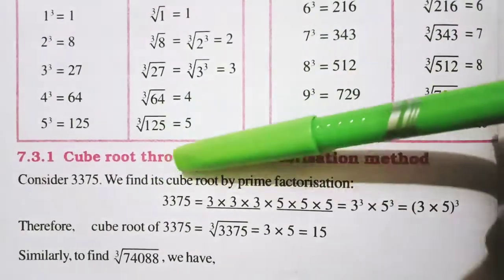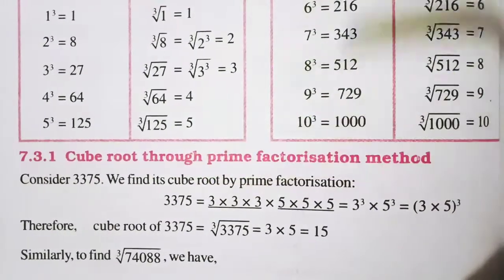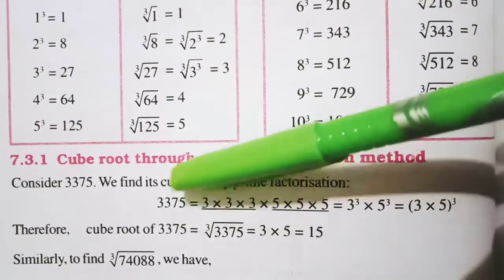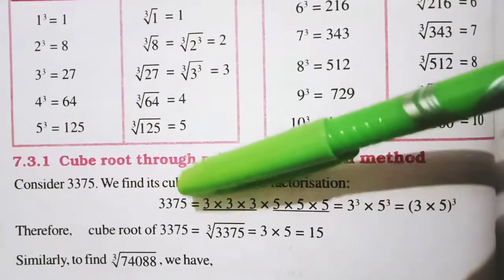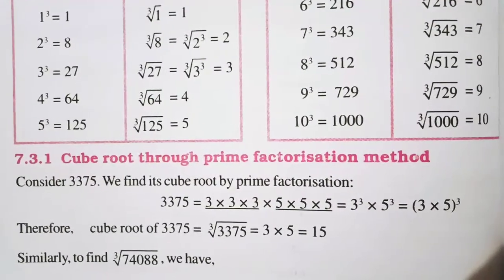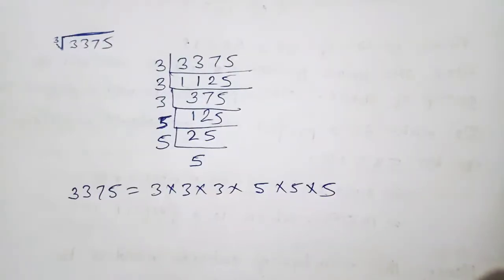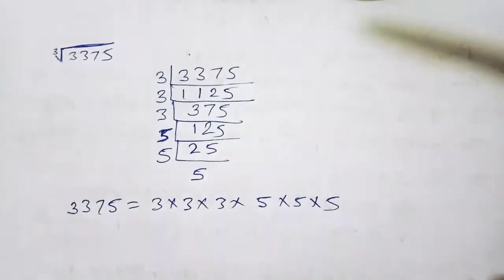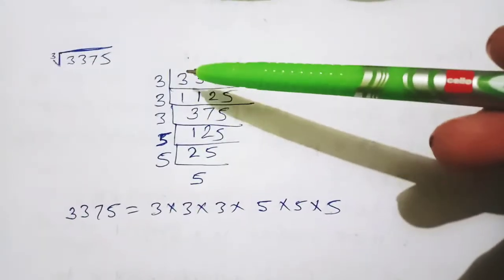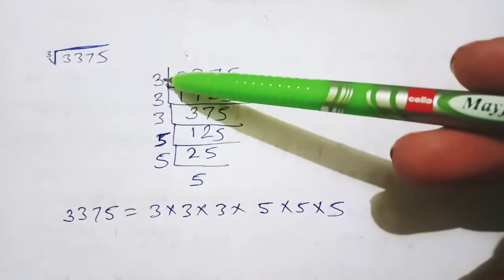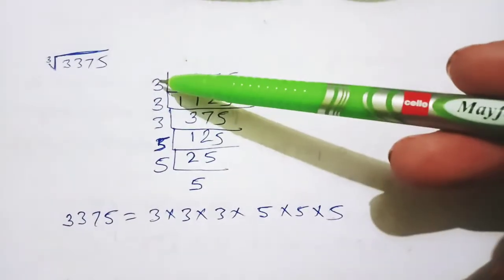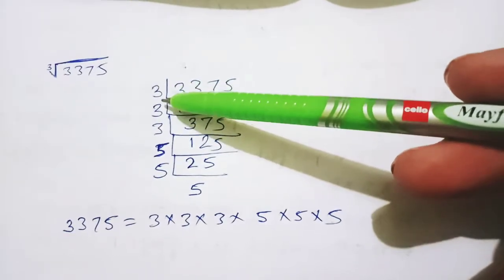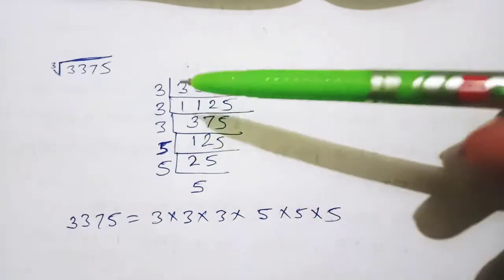So cube root of 3375, how can you find the cube root of this number? Because this is a big number, you may or may not remember its cube root. So let's see. Cube root of 3375, we will use the prime factorization method, which all of you know. You have to factorize the number one by one, starting from the smaller numbers. I have factorized it as 3, 3, 3, and 5, 5, 5. So now what is the next step?